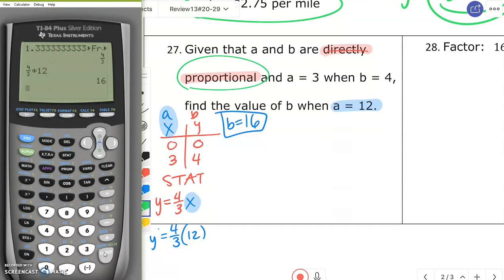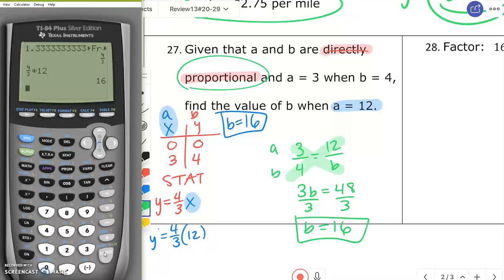Another way of doing this is setting up a proportion. So the fact that it's proportional, you can set it up to where you can do a over b. So 3:4 as 12:b, cross multiply, 3b is equal to 4 times 12, which is 48. Divide that by 3, and you get b equal to 16. Again, both ways will do the same exact thing.